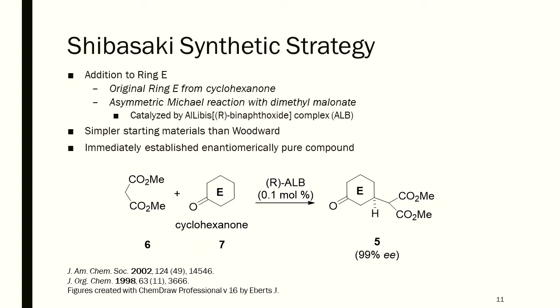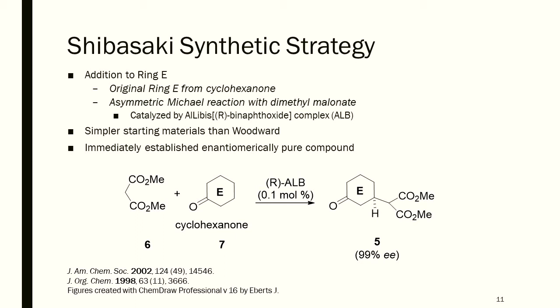Shibasaki's synthetic strategy began with the addition to ring E from the cyclohexanone. This addition of the dimethylmalonate was done with an asymmetric Michael reaction that was catalyzed by aluminum lithium bis binaphthoxide complex, ALB. It's interesting that this ALB complex was reported on earlier by Shibasaki in 1998. Thus, they were able to apply it to this reaction.